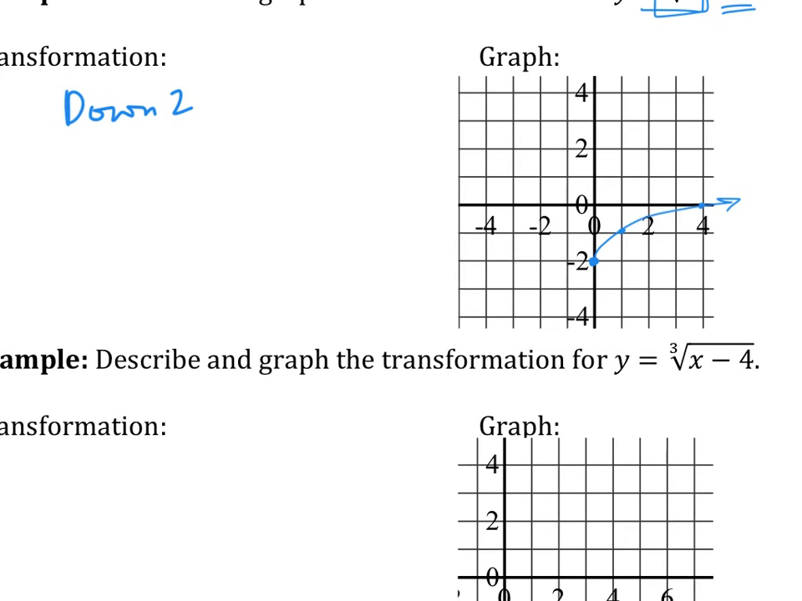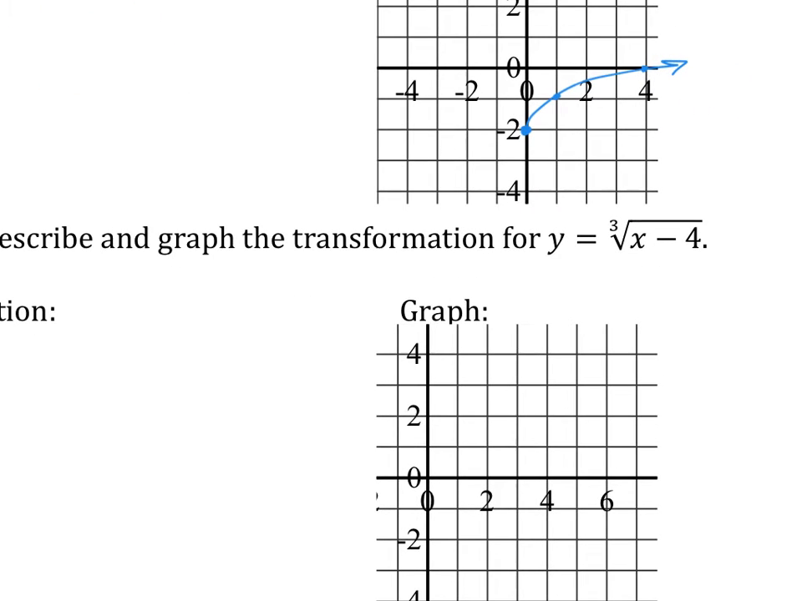All right, next one. What is the parent function? Cube root x. Show me with your arms how cube root x looks. Yes, two arms on this one. Cube root x is two arms. What is the transformation on this one? Right 4. Correct, right 4.